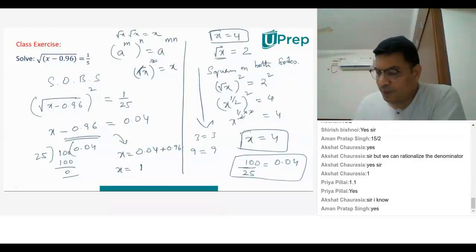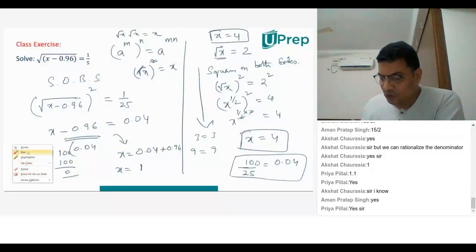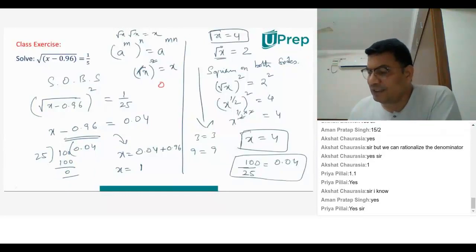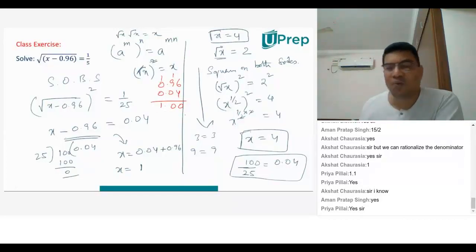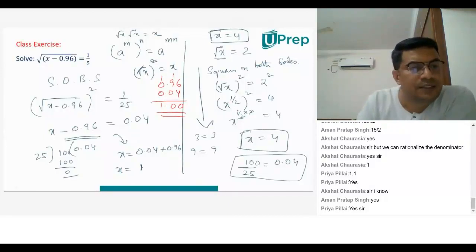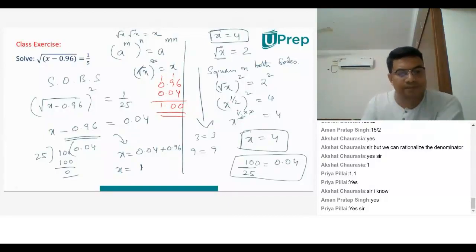People who still struggle to add this, let me change the color and quickly add that for you. It's very simple. 0.96 plus 0.04. 6 plus 4 is 10, 1 carry. 9 plus 1 is 10, 1 carry. 1 plus 0 plus 0 is 1. 1.00 is nothing but 1. Very good. Let's go further.